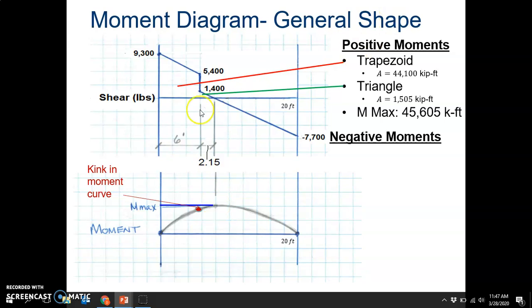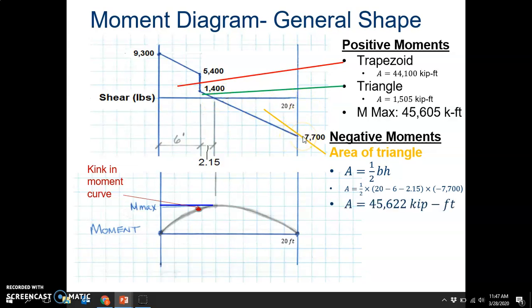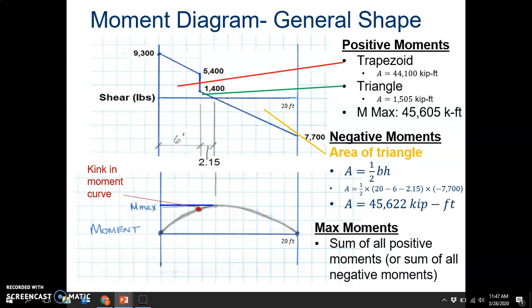Now I have negative moment caused by this area right here, this triangle. So the area of that triangle is 1/2 base times height. And this length right here does take a little bit of calculating. I know my total length is 20. So 20 minus 6 minus 2.15 will give me that length. That'll be my base, and then my height is negative 7,700. And that gives me an area of 45,622 pound-feet.